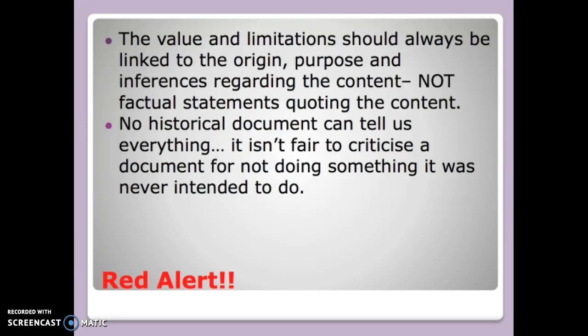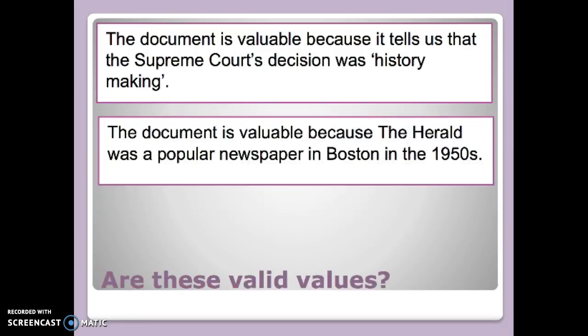The title of the document, the article title or the name of the book, is always a good clue as to what the author is intending with their piece. So have a look at these two. One of these is a valid value that might earn you a little bit of a way towards a point, and one of them probably won't. So have a think about which one would work and which one would work less well.